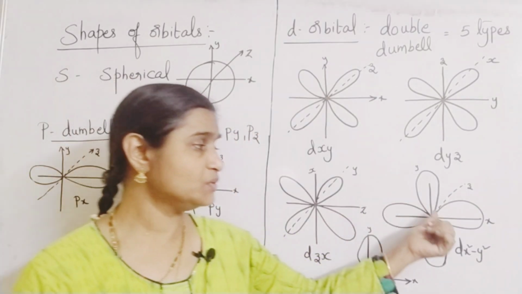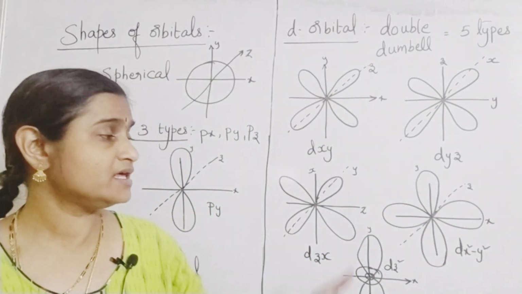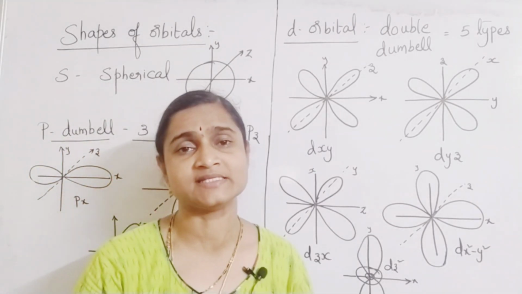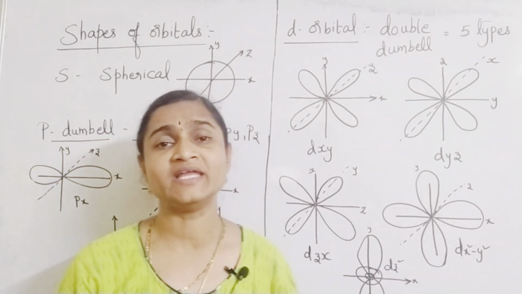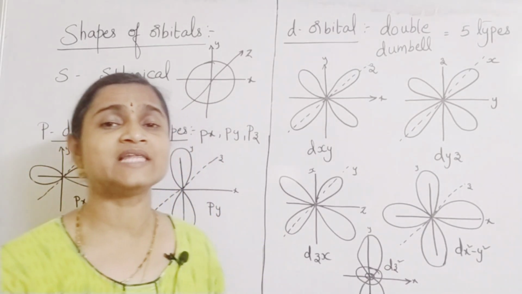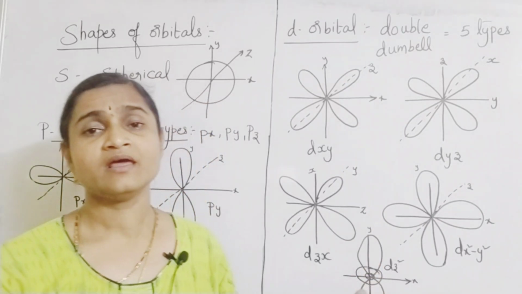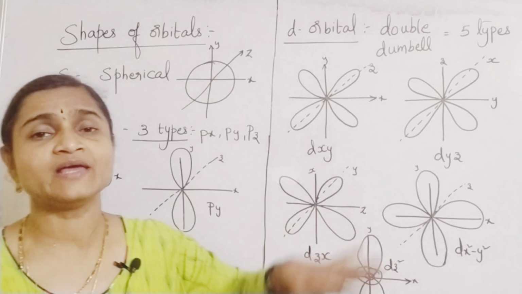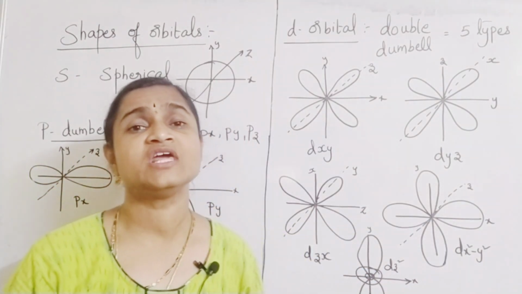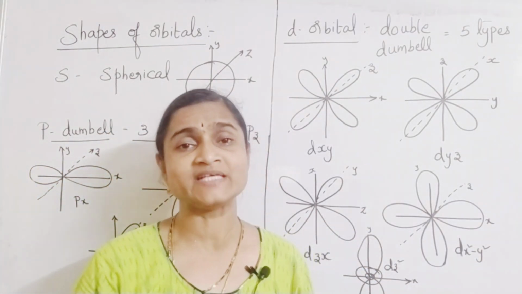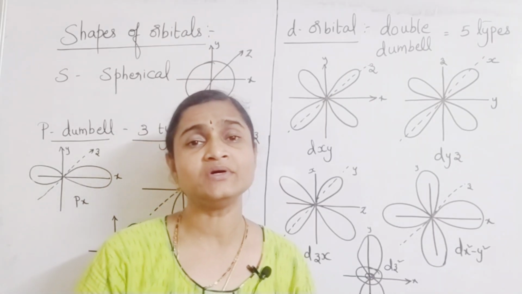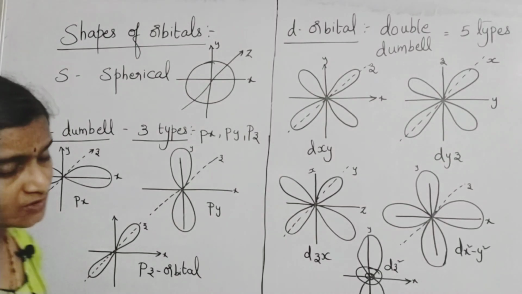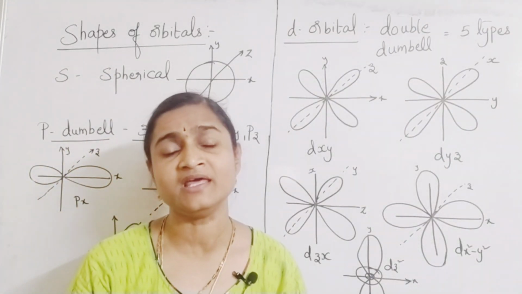Now coming to dx square minus y square, here the lobes are situated along the axis, not in between the axis. And dz square is like a fused ring, a diffused position. So like this, 5 types of d orbitals are there, and the shapes of f orbitals are considered complex shapes, which we are not going to study now. These are the different shapes of orbitals, and this concept of subshells and orbitals is given by Arnold Sommerfeld.